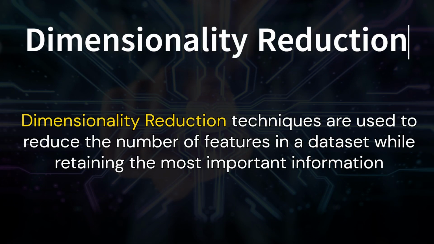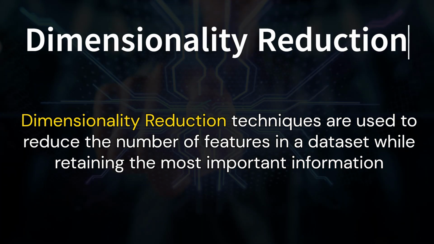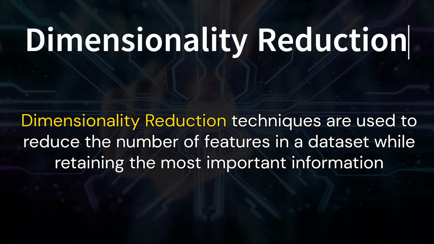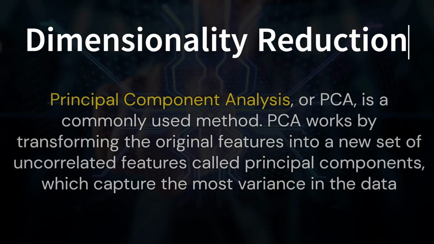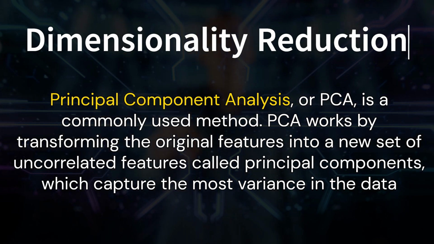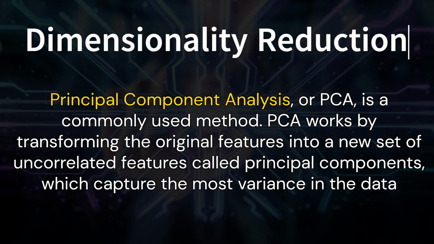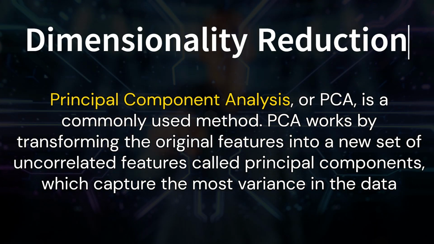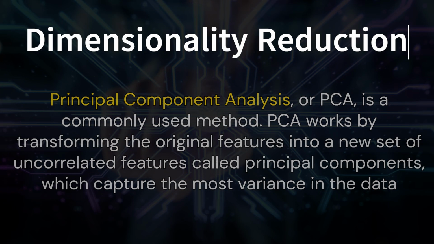Next, we have dimensionality reduction. Dimensionality reduction techniques are used to reduce the number of features in a dataset while retaining the most important information. Principal component analysis, or PCA, is a commonly used method. PCA works by transforming the original features into a new set of uncorrelated features called principal components, which capture the most variance in the data.